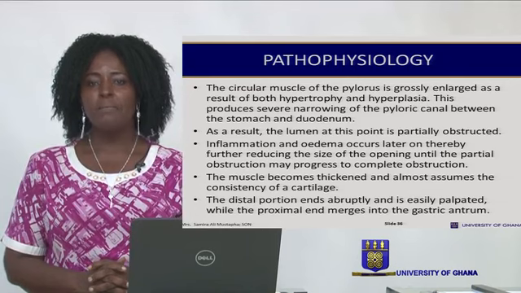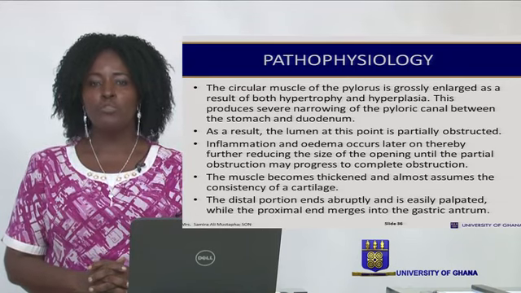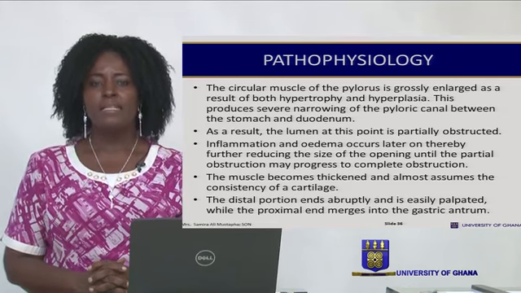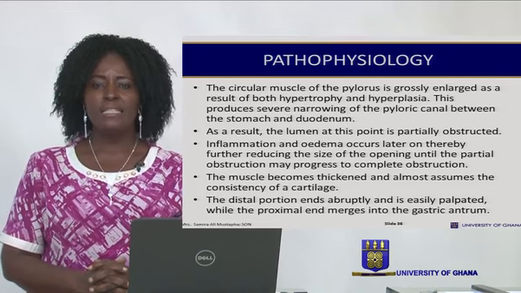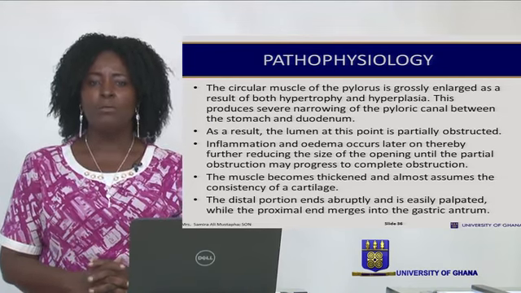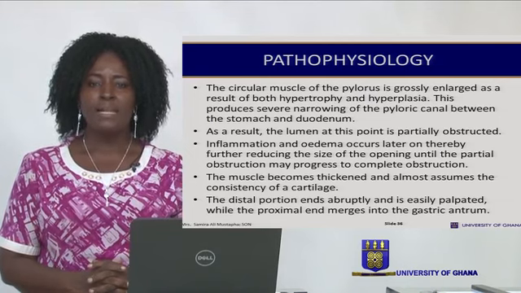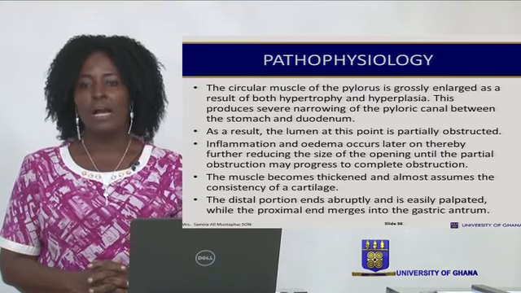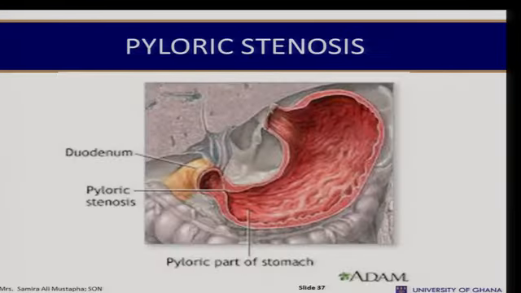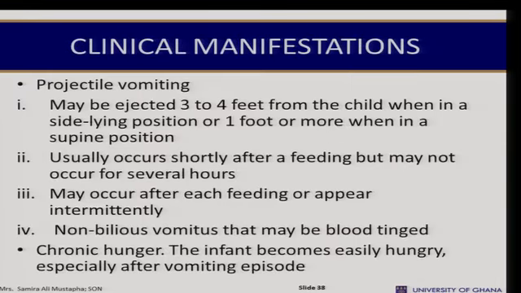The muscles become more thickened and almost assume the consistency of cartilage. The distal portion ends abruptly and is easily palpated abdominally, whilst the proximal end emerges into the gastric antrum. So this is what you see here, where you see the thickening of the muscles as described earlier.